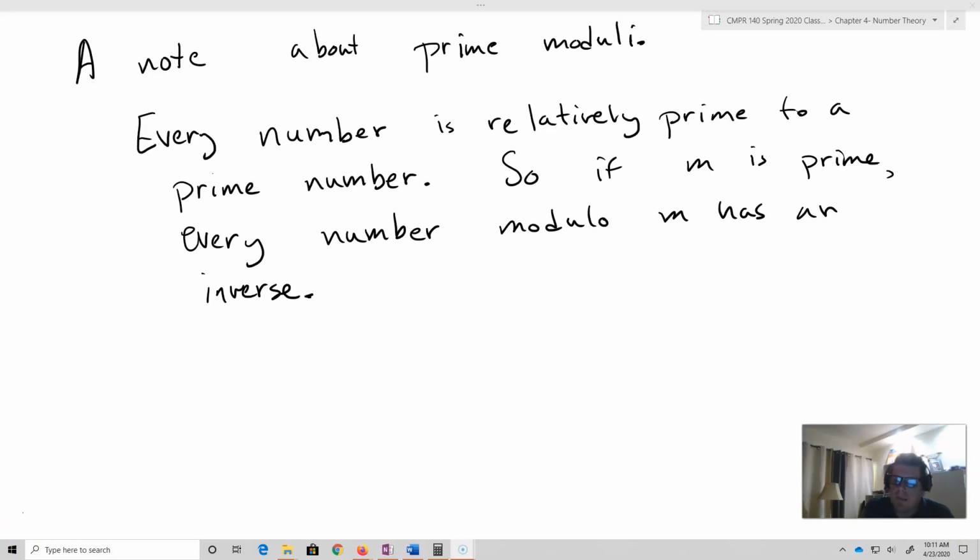So now a note about prime numbers. Every number is relatively prime to a prime number. The only divisors for prime numbers are 1, so the greatest common divisor between any number and a prime number is always going to be 1. So they're always going to be relatively prime. So if m is prime, every number modulo m has an inverse. So those prime moduli are really handy, very special, because for every value other than the number itself, we're going to be able to find an inverse. So that completes the idea of how we find inverses using linear combinations. That's one of the things we discussed, and also what an inverse is and why we use them.